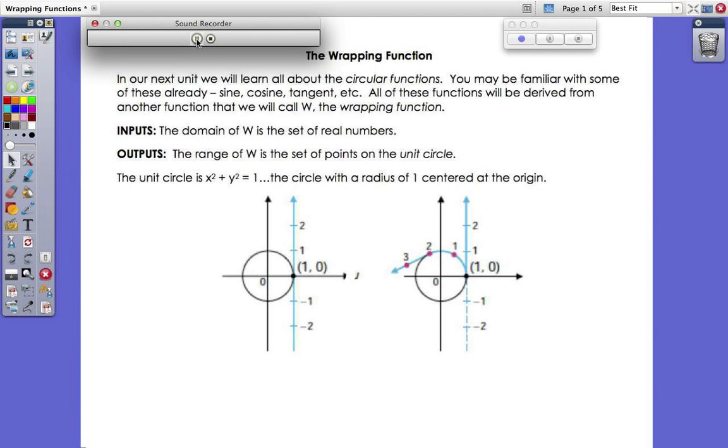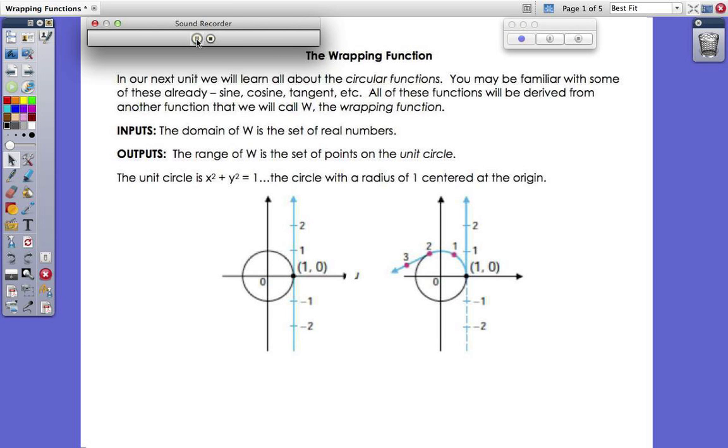Okay, in our next unit, we're going to learn all about the circular functions. You may know them as sine and cosine and tangent and all of those. Before we get into that, these functions are all going to be derived from another function that we'll call w, and that's the wrapping function. The key to understanding the wrapping function is to get a good understanding from the get-go about the inputs and the outputs of the wrapping function.